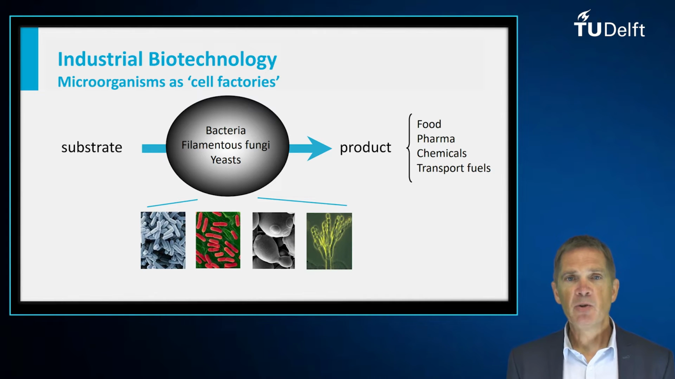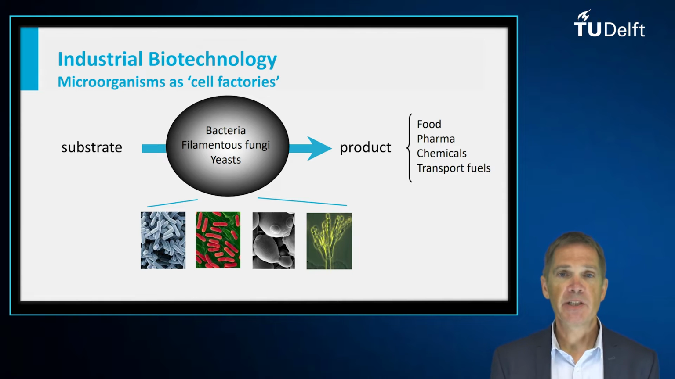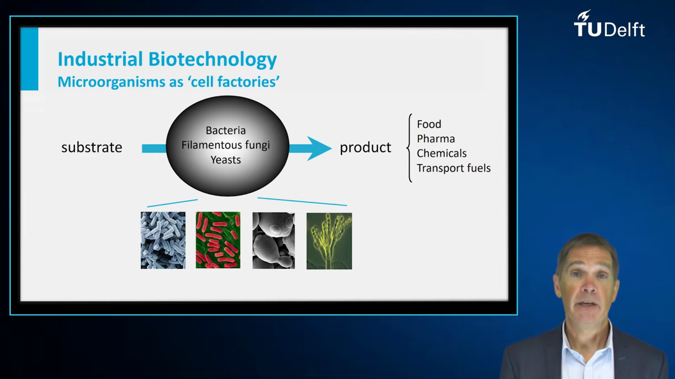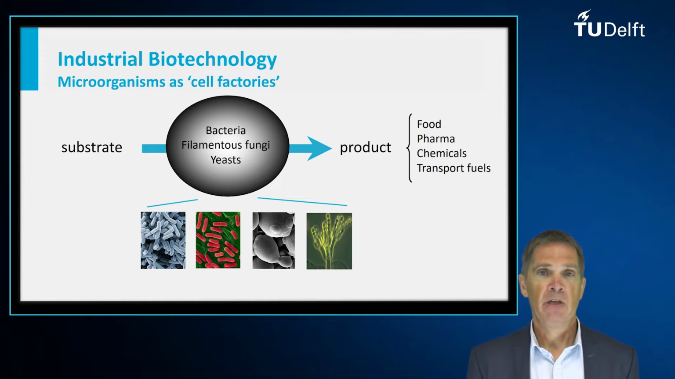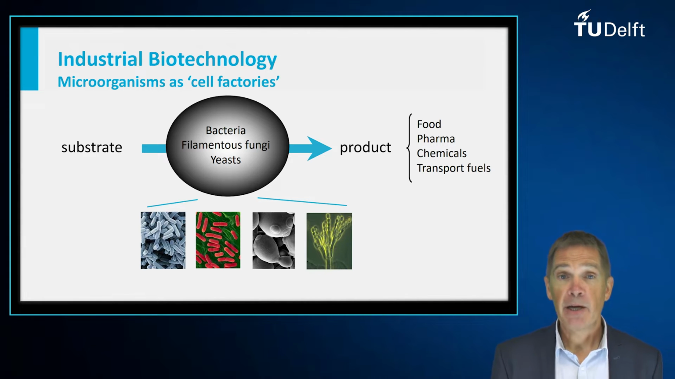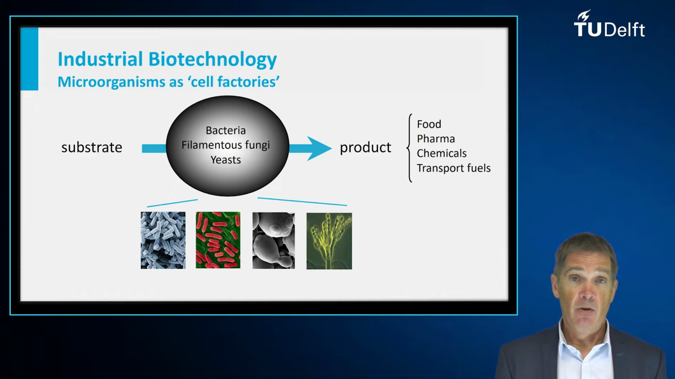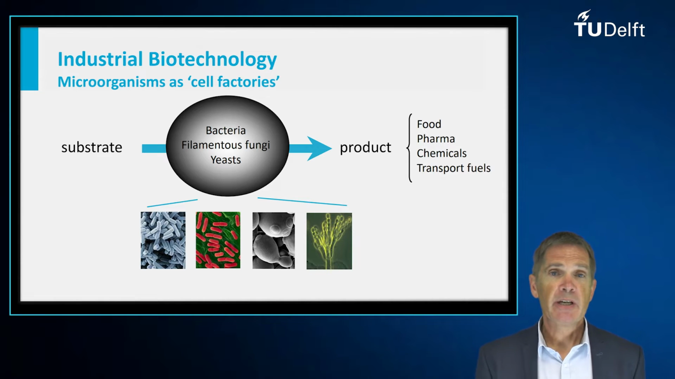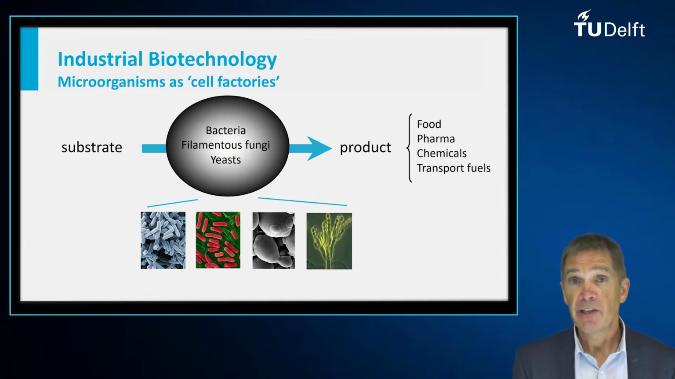In industrial biotechnology, we use microorganisms as miniature chemical factories that convert a substrate, in conventional processes often sugar, into any of a wide and growing range of products. These products range from car fuels to food products and from bioplastics to life-saving drugs. Depending on the combination of substrate and product and on the process conditions, processes may rely on bacteria, yeasts, filamentous fungi, or even algae.